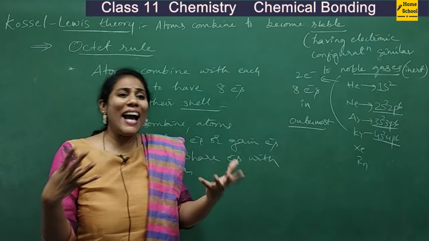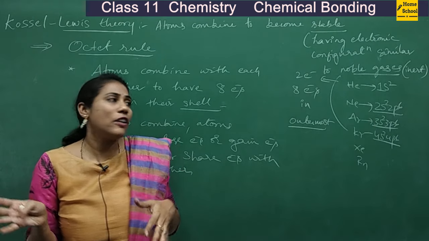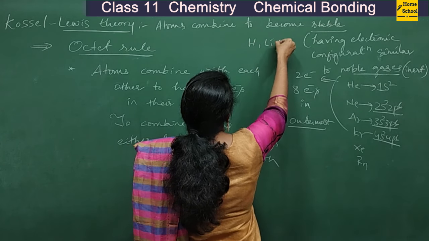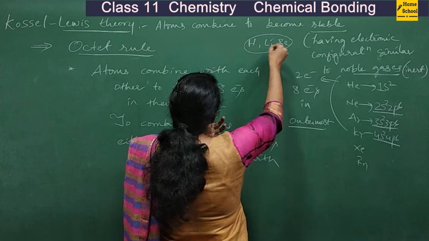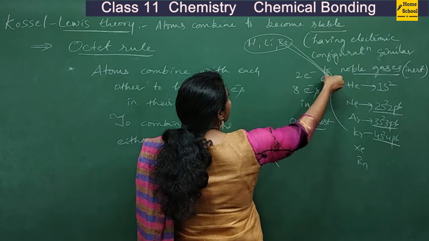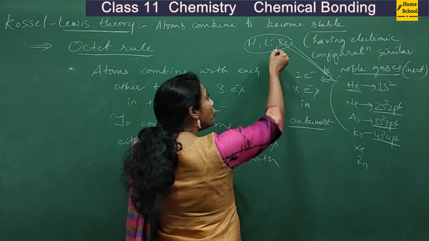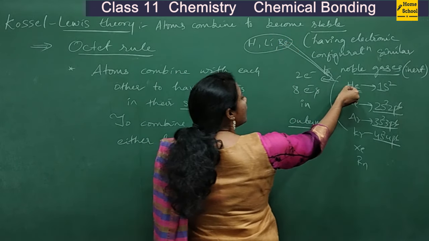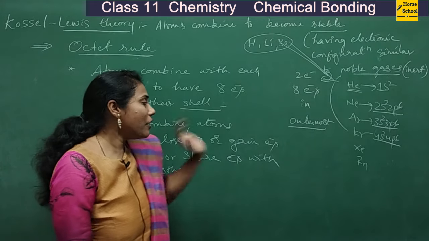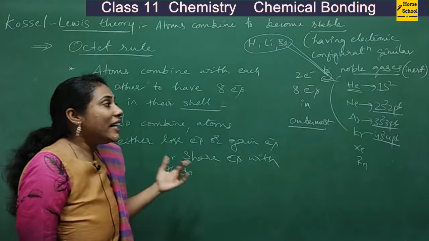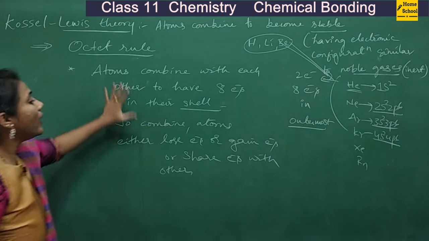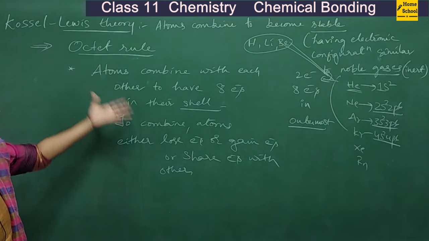Every atom cannot achieve that 8 electron configuration. There are some atoms like hydrogen, lithium, beryllium, which cannot have 8 electrons in their last shell. Instead, they can have an electronic configuration similar to helium. If these atoms have an electronic configuration similar to helium, then they are said to be stable. Fine. So now you understand why and how atoms can combine with each other, right? This is the definition of the octet rule that you can follow.